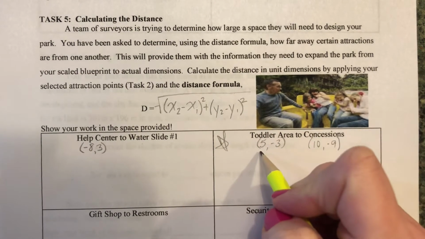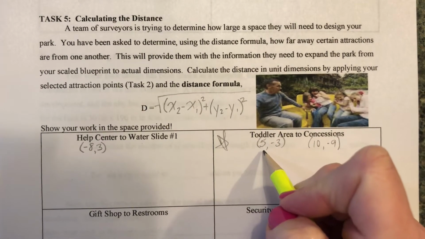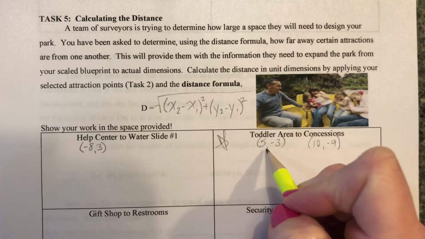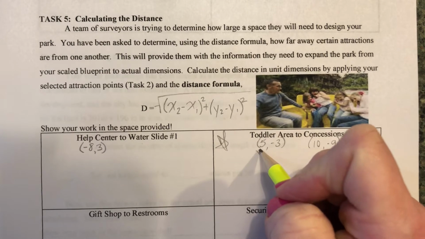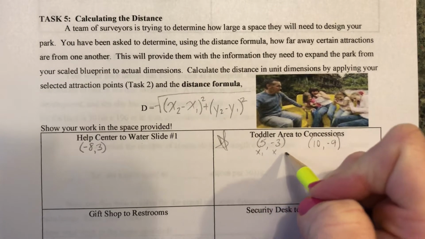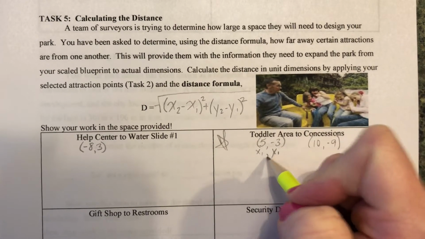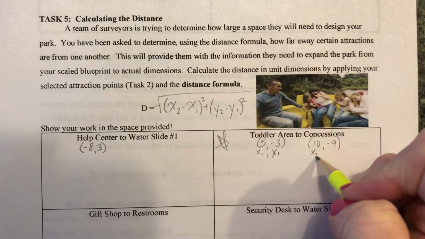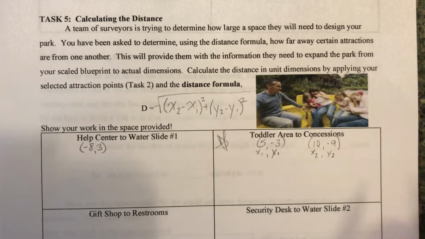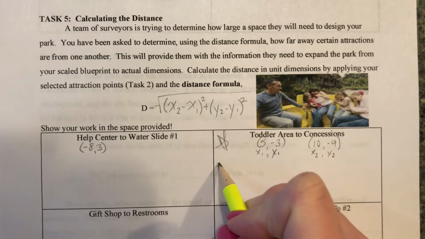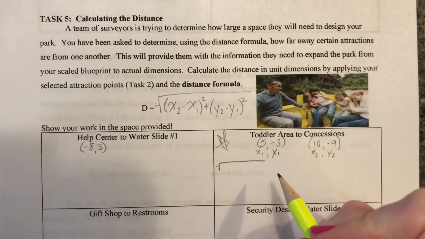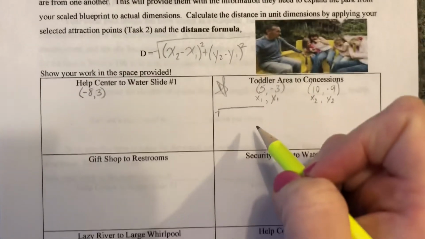Again, I'm going to label this for my x2, x1, and y2, y1. So I'm just going to call this x1, y1, sorry. And then we're going to say this is x2 and this is y2, so when we're calculating it, we can keep it straight. I know I'm going to need to take the square root of those distances.